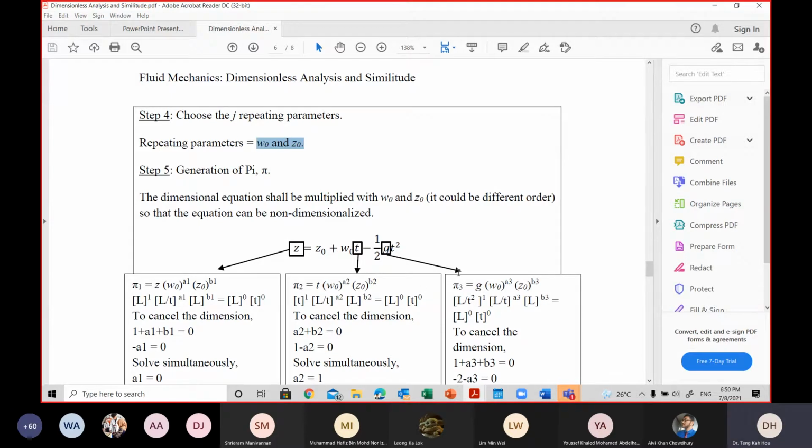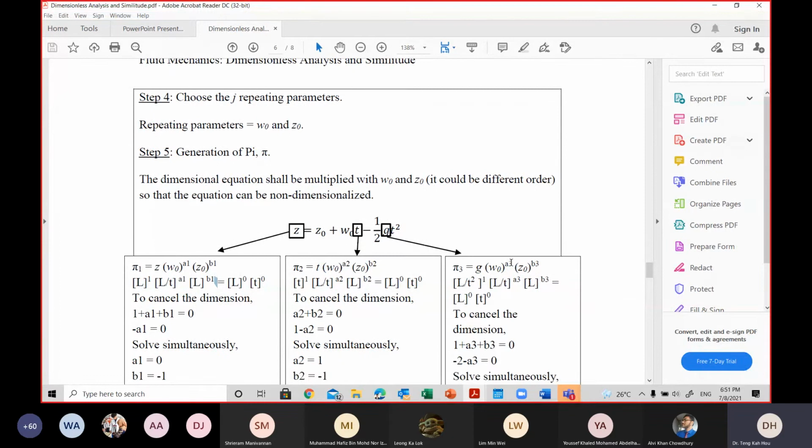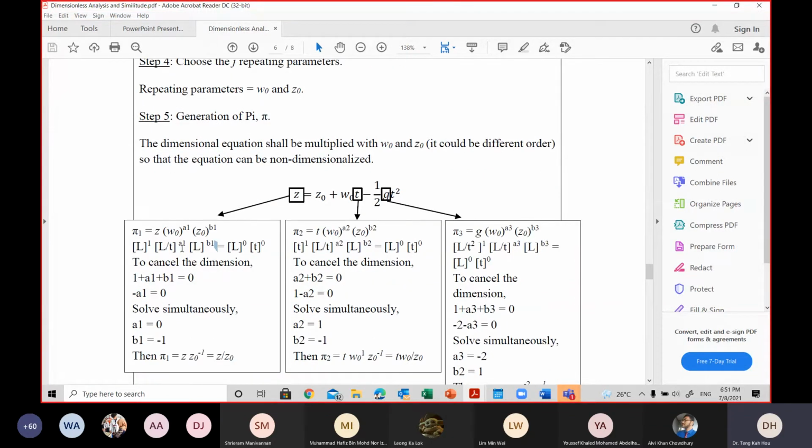how we write your pi. And don't worry if you select a different repeating parameters. That's why you need to be very clear what you are doing. Don't get nervous or whatever. If you select a different ones, what will be different? It's only your brackets item will be different, am I right? So if you select a different ones, you just write the things accordingly. And at the end, you still need to do these formulations to get your value.